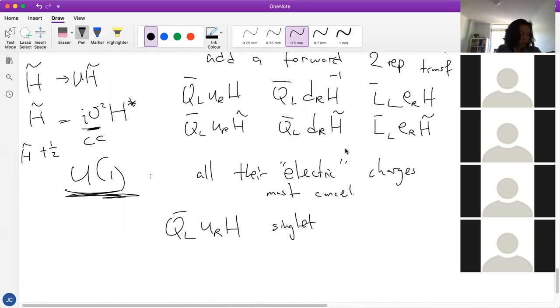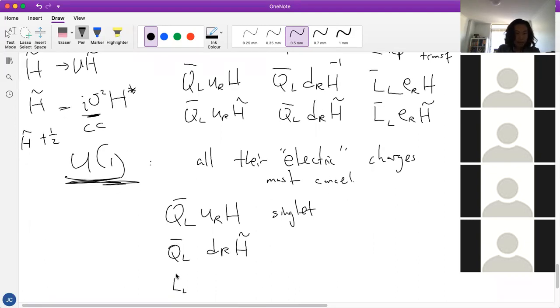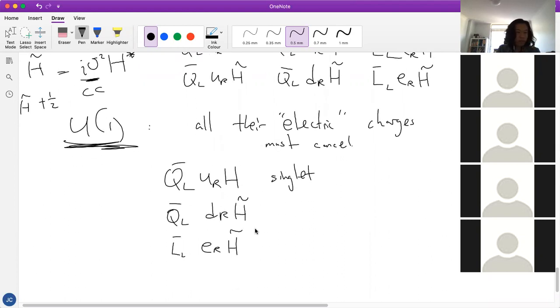So after looking through all of this, you find that QL bar UR H, QL bar DR H tilde, and then L bar L ER H tilde, these 3 are singlets under all of the SU3, SU2, and U1 symmetries, and they are Lorentz invariant. So these 3 actually form the Yukawa sector, and that's how your quarks and leptons get mass via the Higgs mechanism.